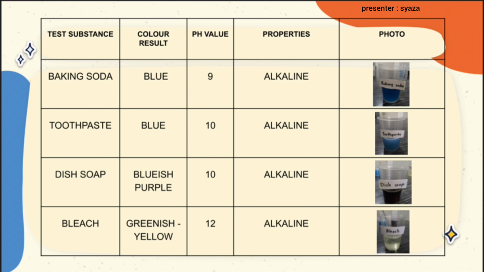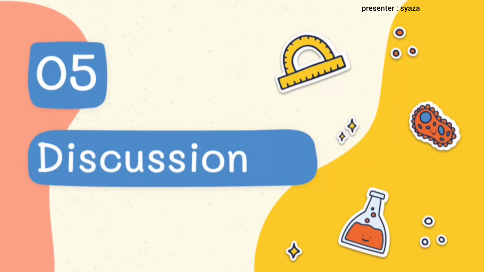Some examples of base solutions in this experiment include baking soda with pH value of 9, it will change to blue. Toothpaste with pH value of 10 and it will change to blue. Dish soap with pH value of 10, it will change to bluish purple. Bleach with pH value of 12, it will change to greenish yellow.